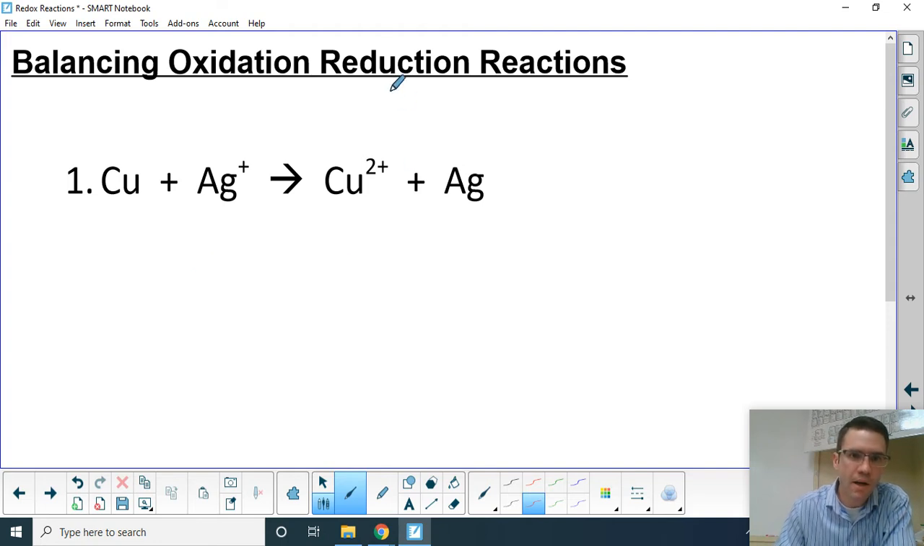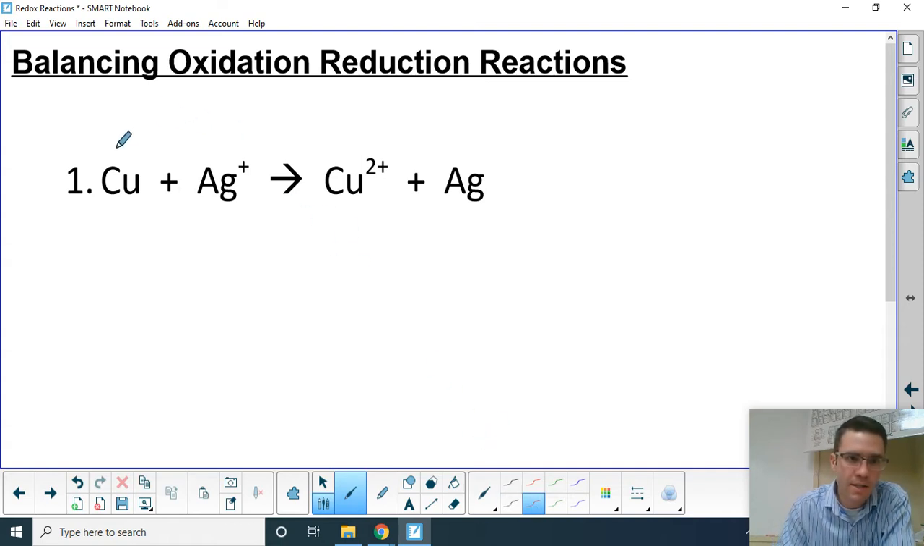So if you're going to balance an oxidation reduction reaction, there's really two things you want to look at. We want to balance every atom in the chemical reaction, and we want to make sure that we balance the charges, or the ions, or the number of electrons on both sides in every chemical reaction. So the number of atoms and the number of electrons. And to do that, we want to keep track of electrons.